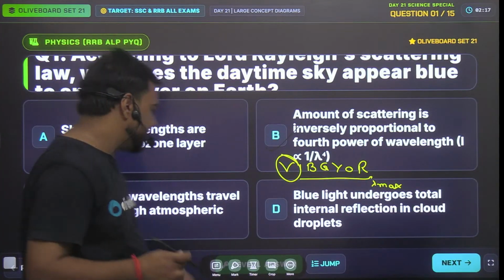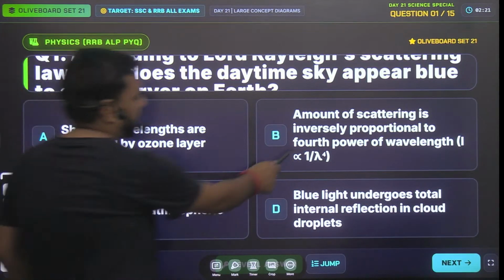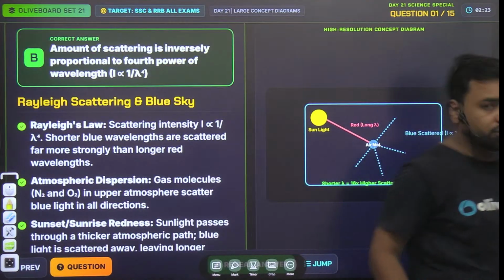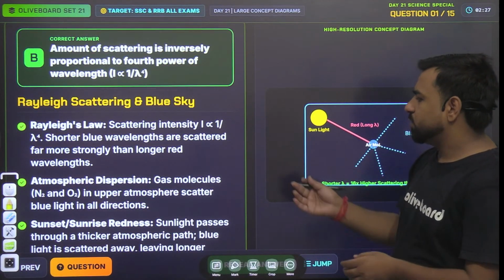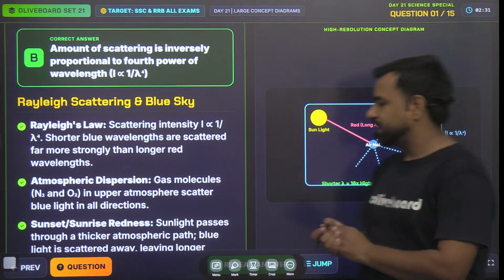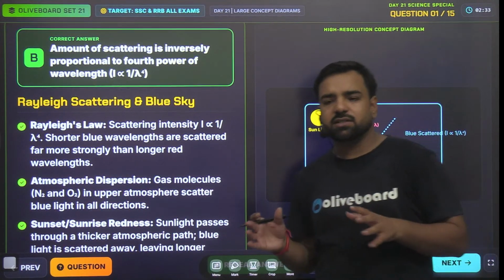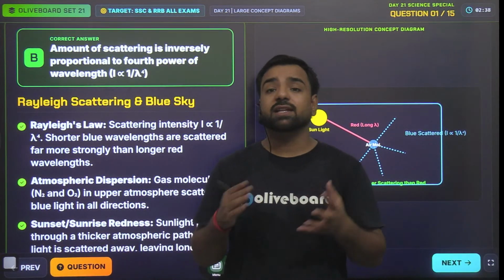So what is the answer? In this case, the correct answer is going to be your option number B. Fine. Next, more about the explanation. So yes, we have already discussed that law. Gas molecules, that is nitrogen and oxygen in the upper atmosphere, scatter blue light in all the directions. And during the sunrise or sunset, the color of the sun is actually orangish in color.